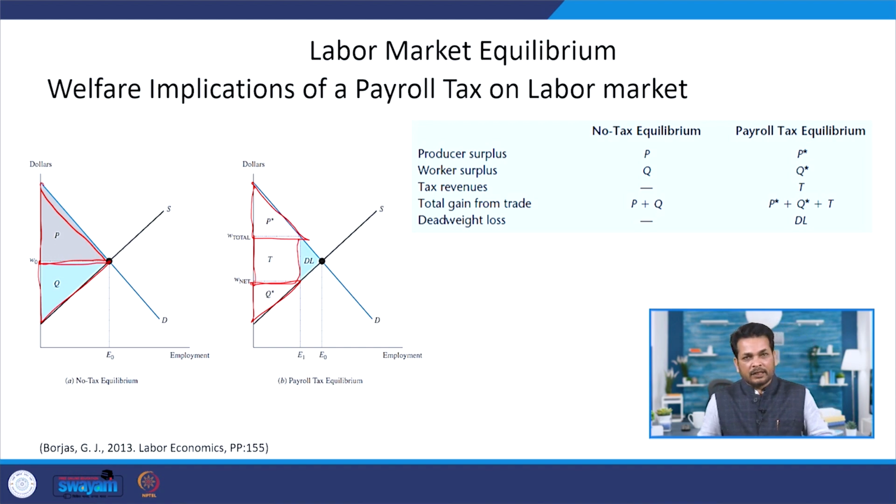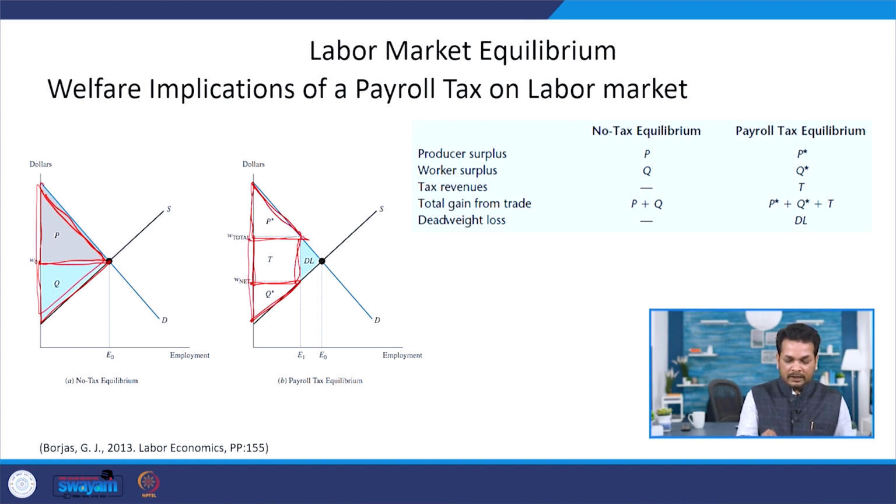So, the total gains from trade before imposition of the tax is the triangle P plus triangle Q. This much was the gain from trade. But after tax, the gain from trade is this area. We are considering this tax as a gain because this is going to come back to both the workers and the firm in some other way. The government collects taxes and gives it back to the economy in so many ways, providing infrastructure, education, and healthcare facilities. So, we are assuming that it will come back to the workers and the producers in some other way.